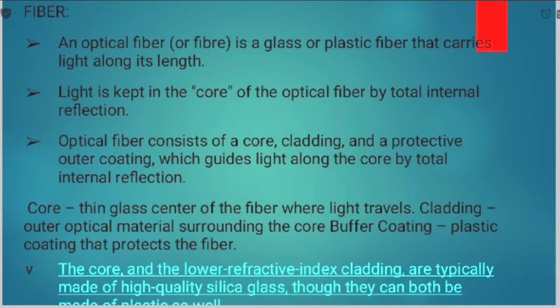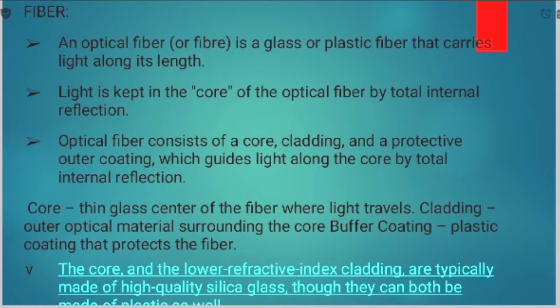The optical fiber consists of a core, cladding and a protective outer coating, which guides the light ray along the core by total reflection. This total reflection is carried out by the core and cladding, which acts as a protective layer that reduces the attenuation. The core is the thin glass center of the fiber where the light travels. So it is the center part of the optical fiber. Cladding is an outer jacket which protects it, and there is also a buffer coating, which is a plastic coating.